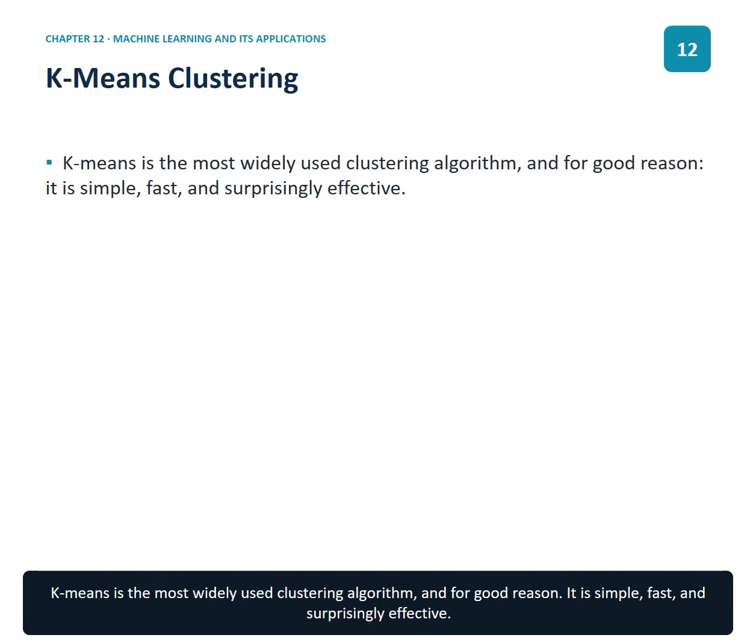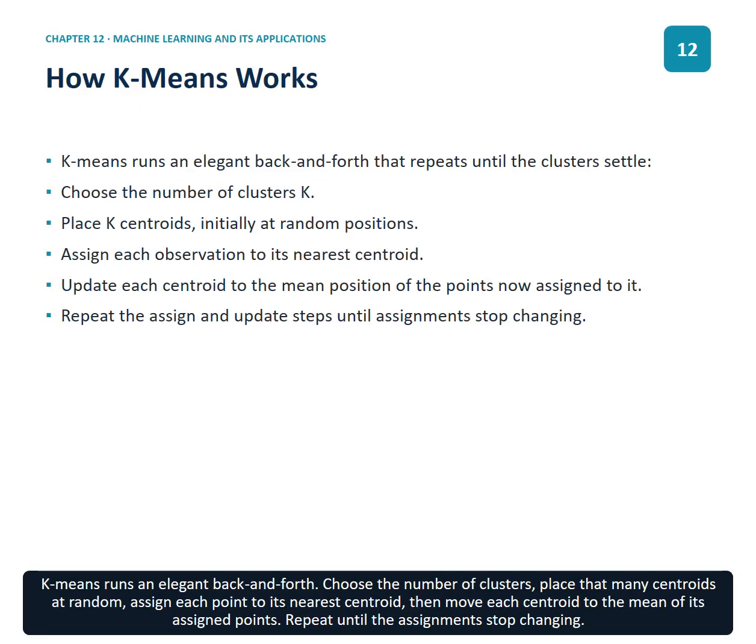K-means is the most widely used clustering algorithm, and for good reason. It is simple, fast, and surprisingly effective. K-means runs an elegant back and forth. Choose the number of clusters, place that many centroids at random, assign each point to its nearest centroid, then move each centroid to the mean of its assigned points. Repeat until the assignments stop changing.